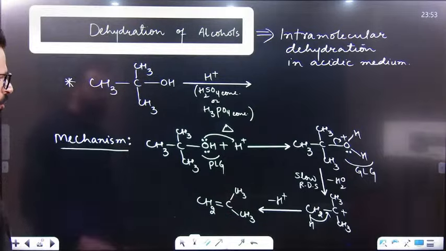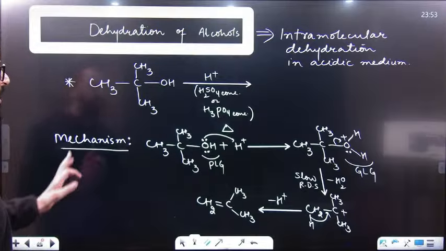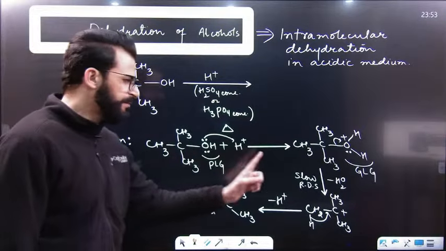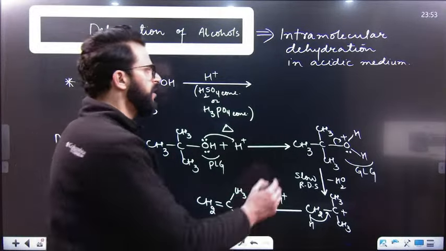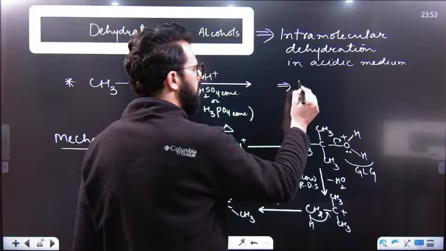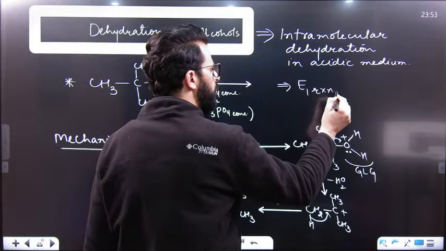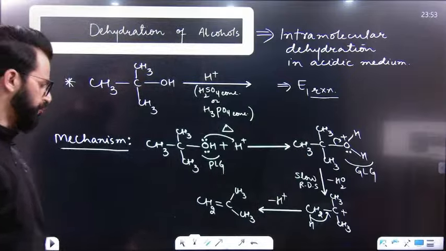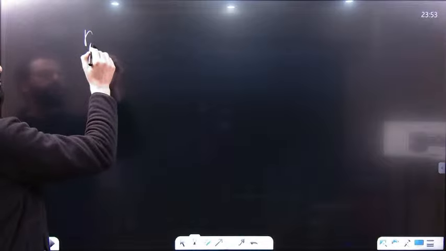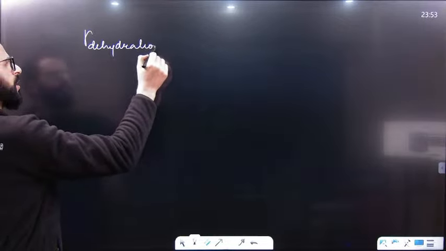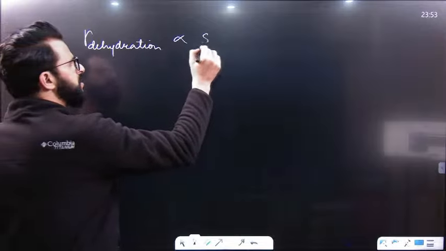So this reaction is actually an elimination reaction taking place via formation of a carbocation. So we can simply say this is an example of an E1 reaction, unimolecular elimination reaction. And the rate of this dehydration is dependent on the stability of the carbocation.